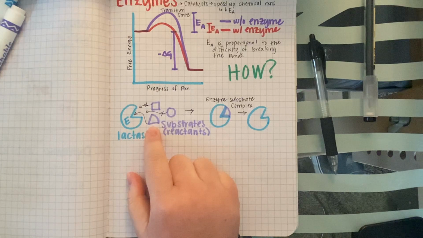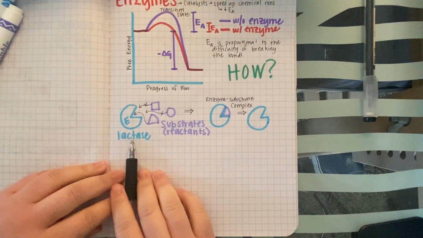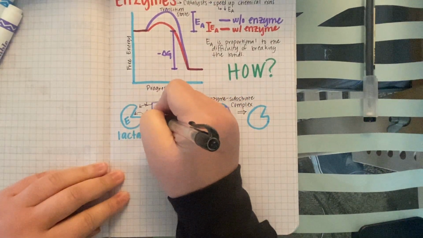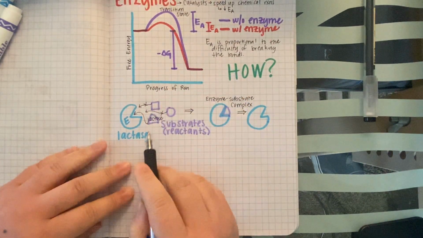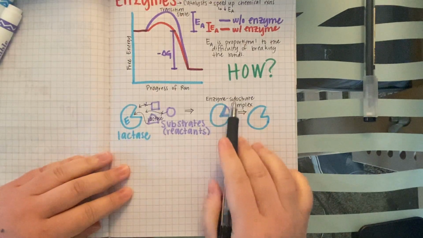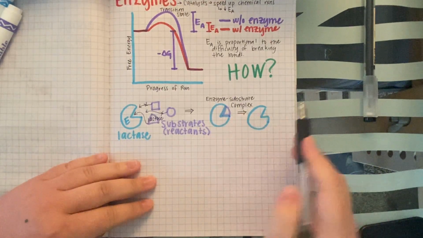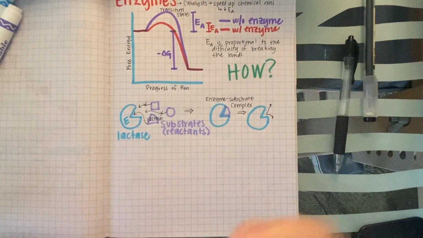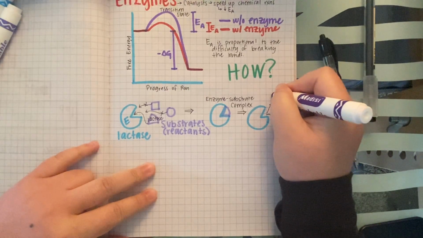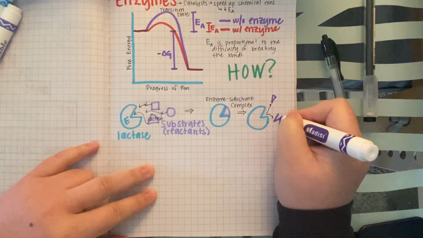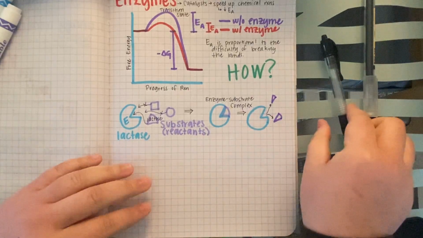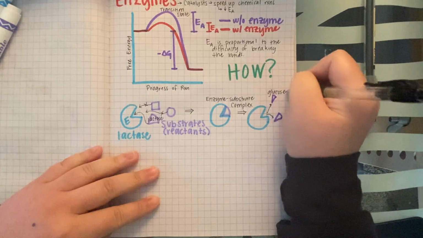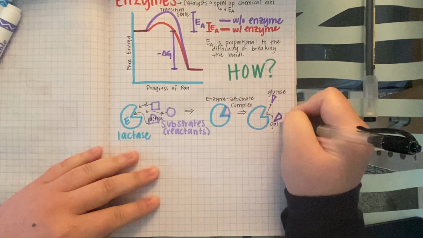Okay, so for example, in your lab, you had the enzyme lactase, and your substrate was lactose, which is milk sugar. So lactose binds, you have this enzyme substrate complex, and the enzyme causes the release of two products. You release a molecule of glucose, so we're going to draw kind of smaller triangles, and a molecule of galactose, because lactose is a disaccharide, so it's broken down into its two monosaccharides.